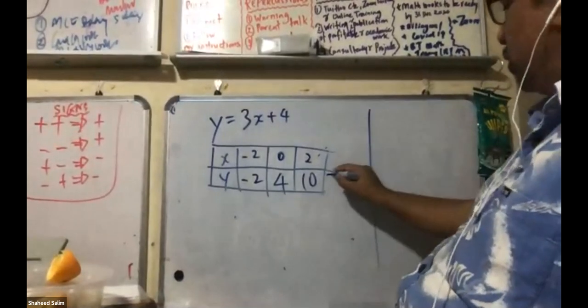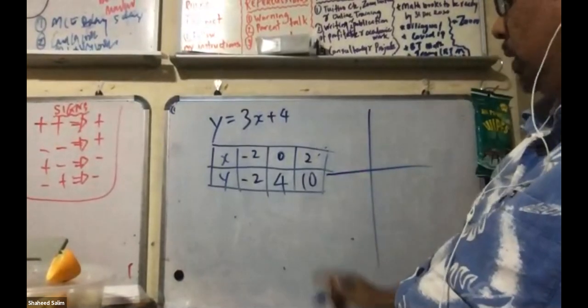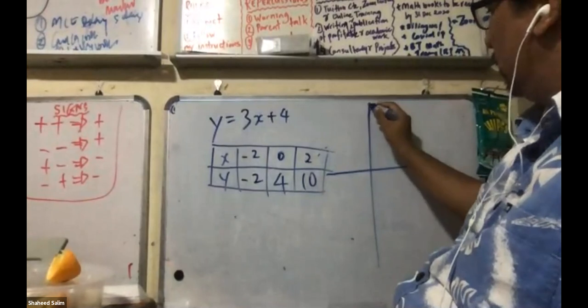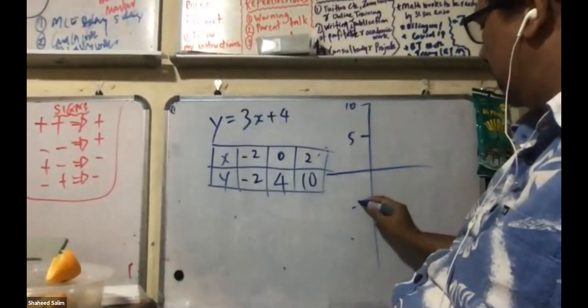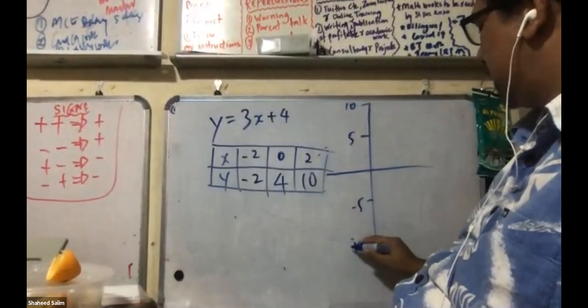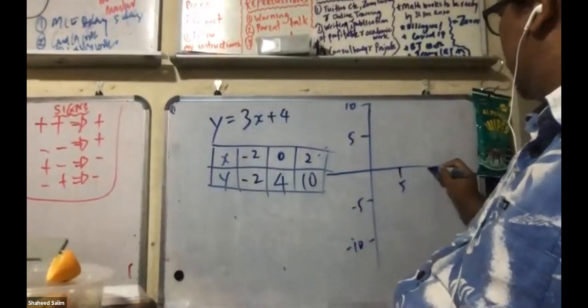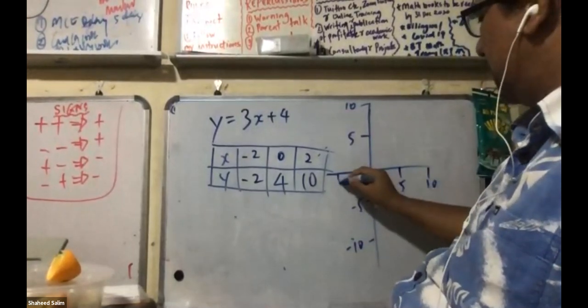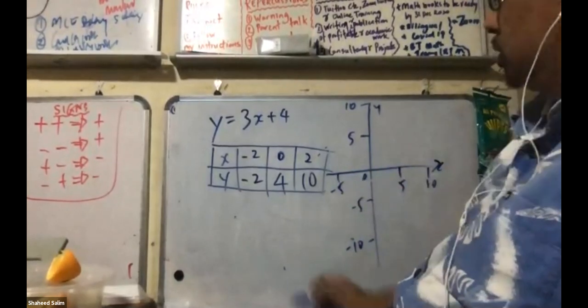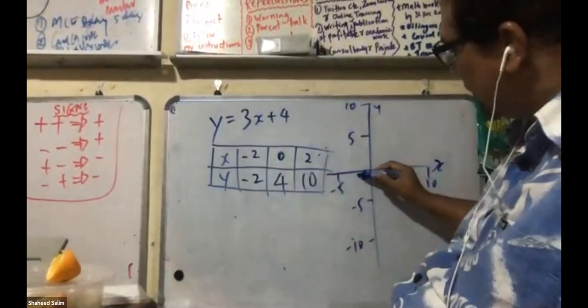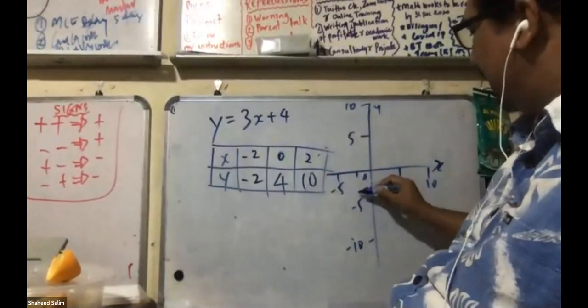Okay, I want you to observe a few things here. Y goes up to 10. Let's say this is 10, this is 5, this is minus 5. Down here 0. This is x, y. So when x is minus 2, let's say somewhere here, y is minus 2, somewhere here.